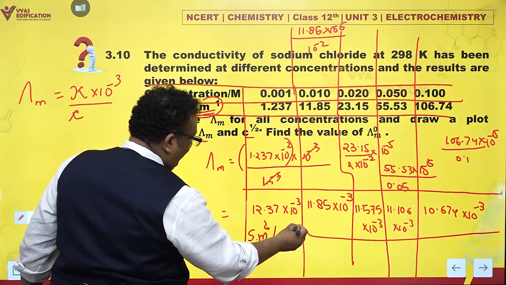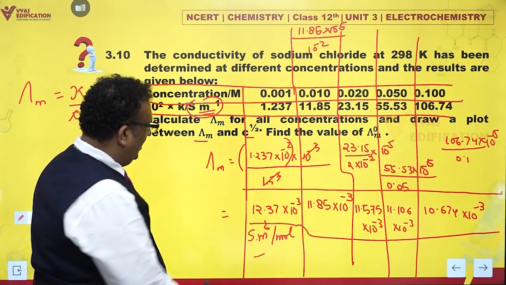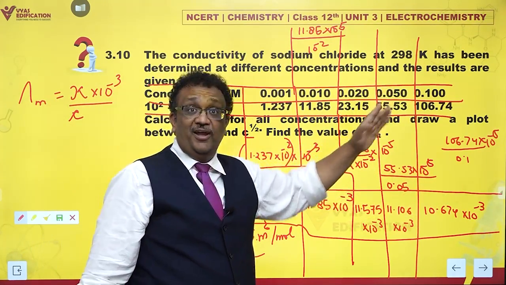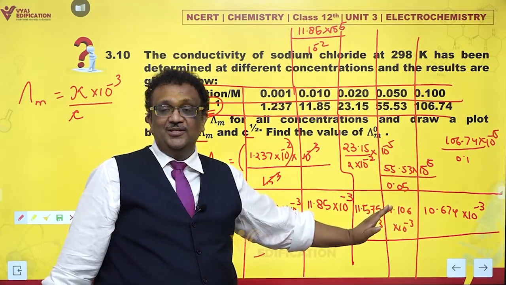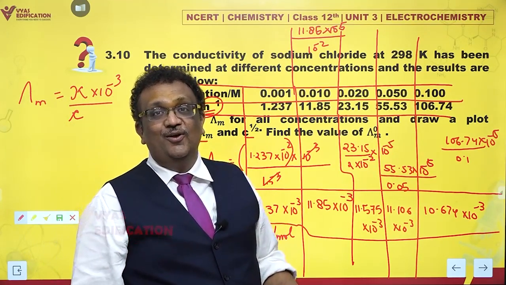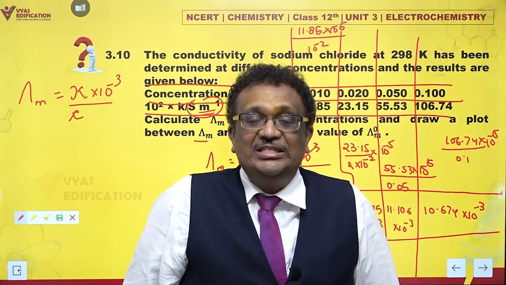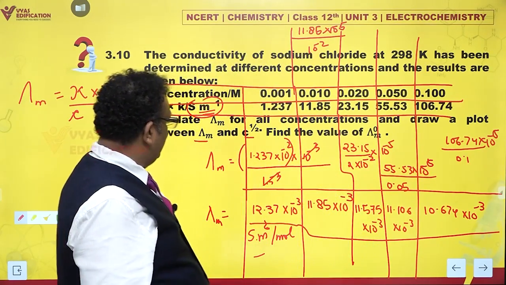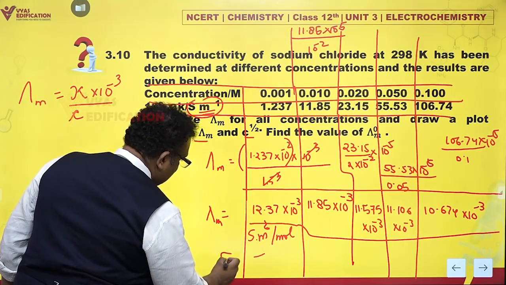These are the different values of lambda in experiments 1, 2, 3, 4, 5, this is what we have calculated. And the instruction is plot them against root C. It's not just C. We are supposed to take the square root of C. Let's do that. How much is root C?